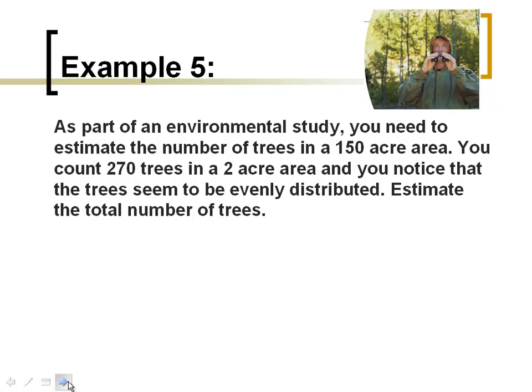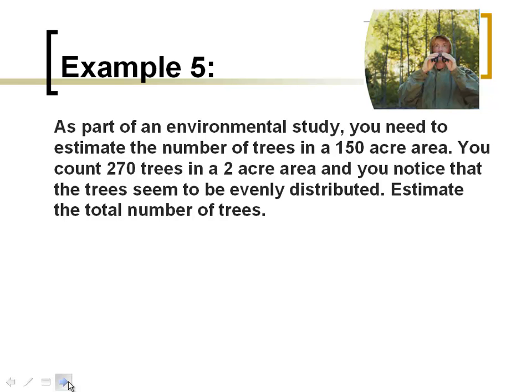I like this example problem. It's a really great example of when we actually use this. So as part of an environmental study, you need to estimate the number of trees in a 150-acre area. You count 270 trees in a 2-acre area, and you notice that the trees seem to be evenly distributed. Estimate the total number of trees.